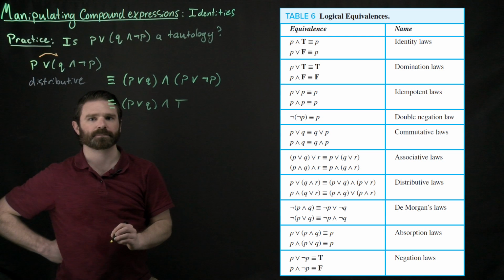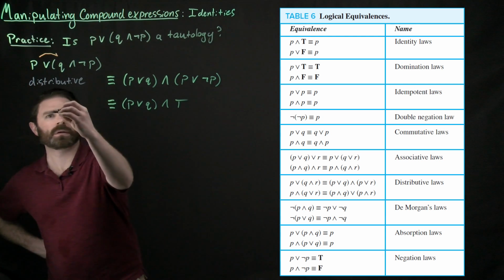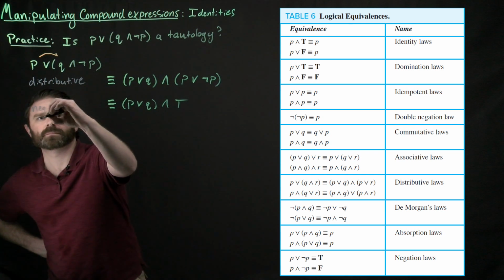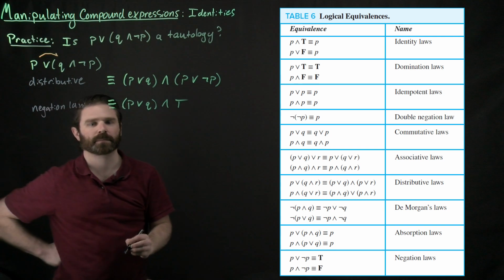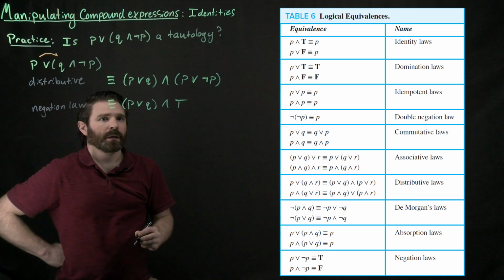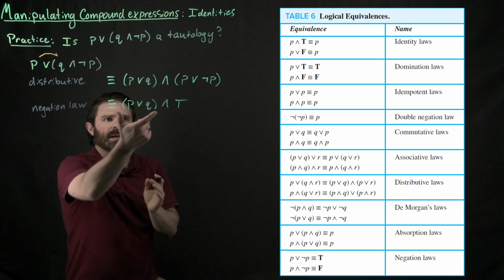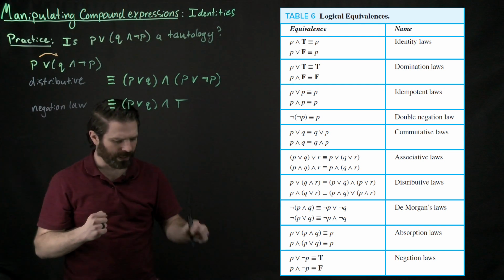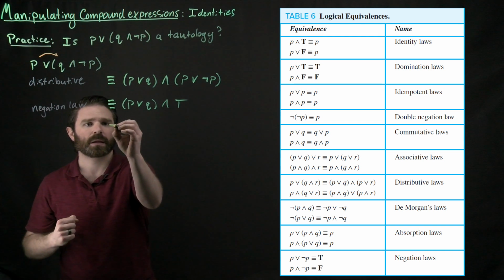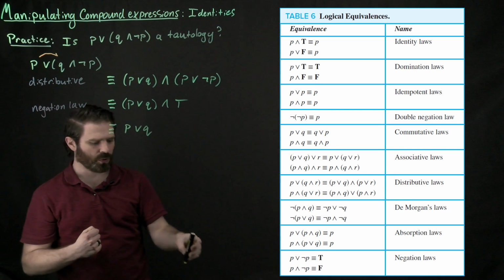And I get this. So this was our negation law right here. Now, let's see here. I have this expression, and a true. Well, I'm going to use another identity and write P or Q.